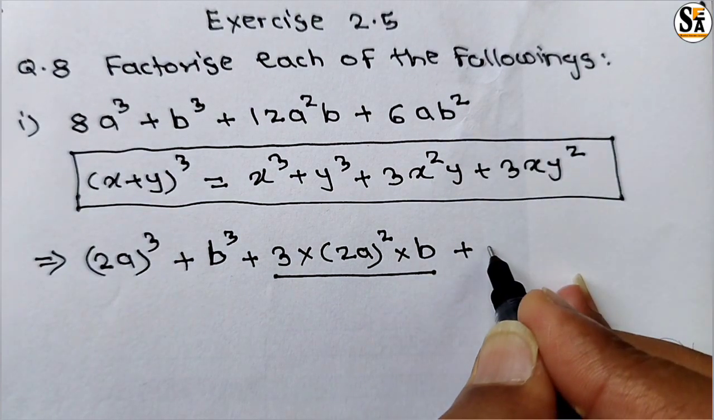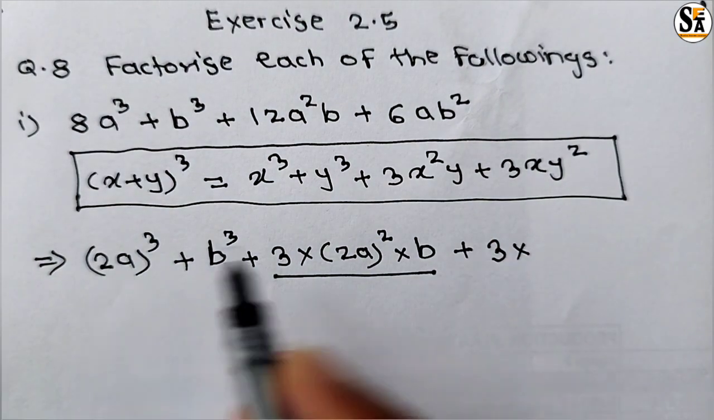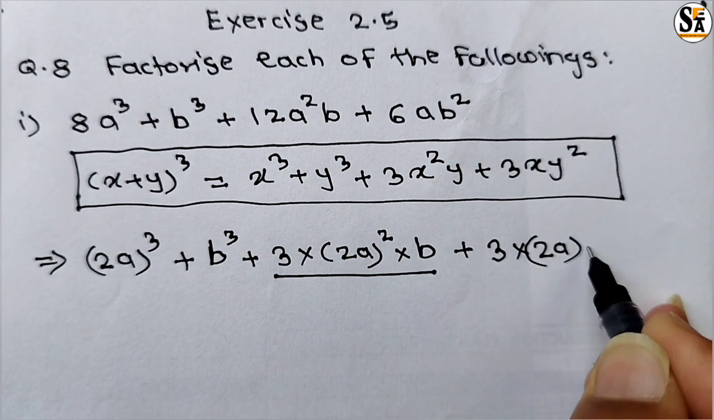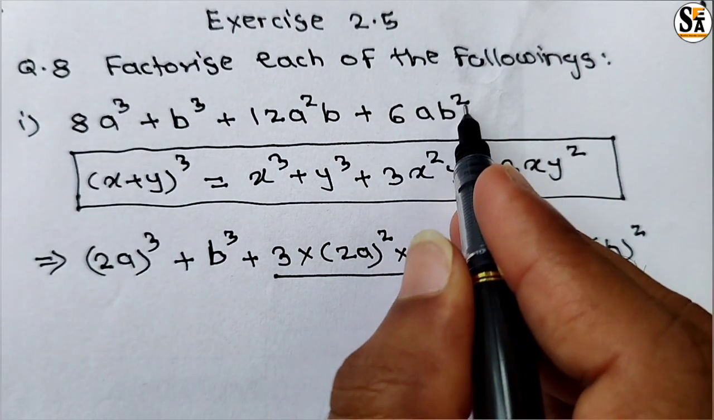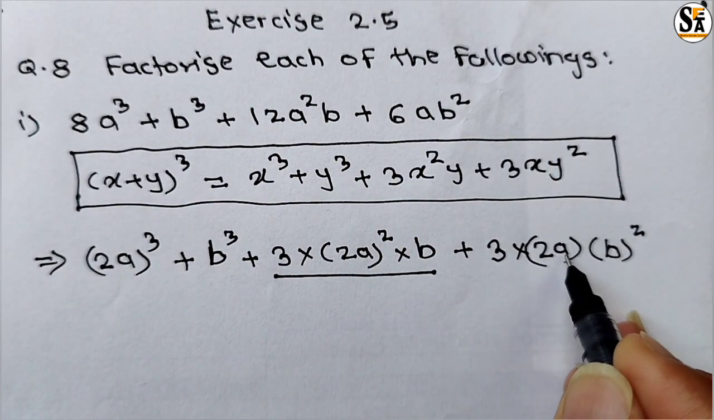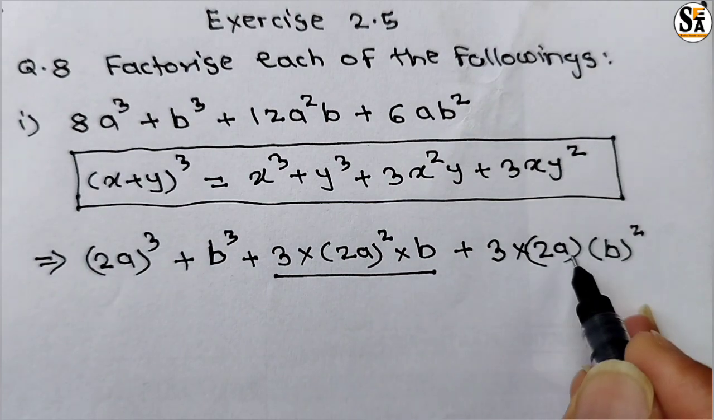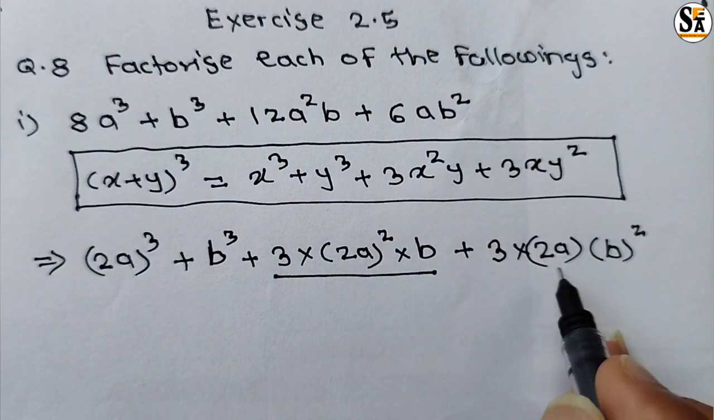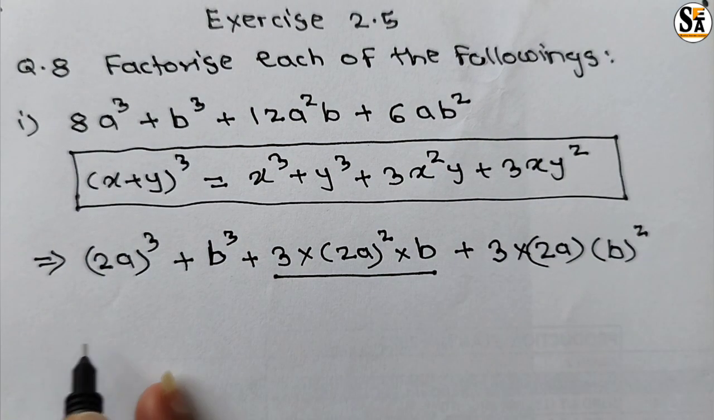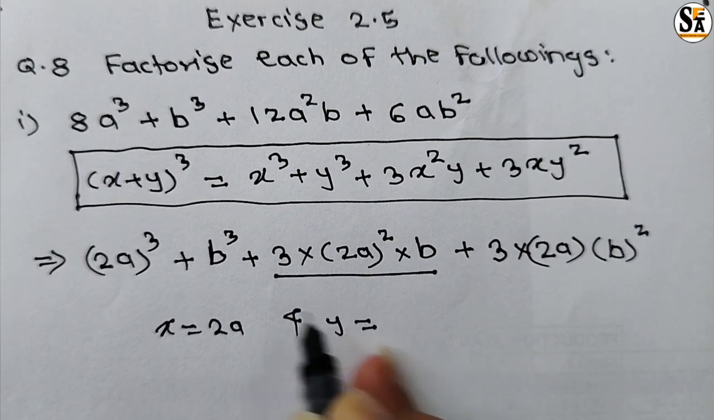And 6ab square we can write as, again see there is 3, so we require 3, then the first term 2a, so write 2a, and the second term's square, b square. Again we have converted this term 6ab square into this format, 3 into 2a into b square. We have just split these terms: 3 into 2 is 6, then a is there and b square. So we have not changed the value, we have just split these terms into our format, so that we get x equal to 2a, that is the first term, and y equal to b.